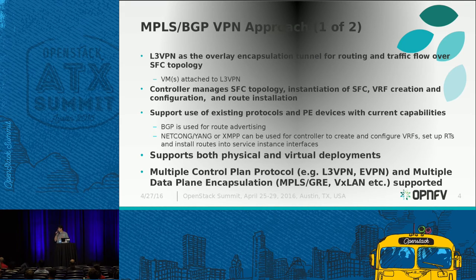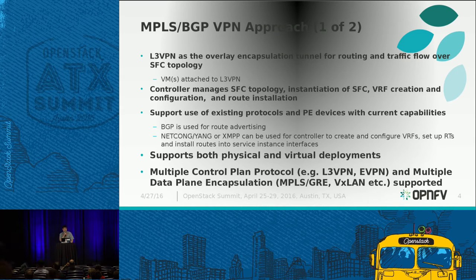There is a controller that manages the SFC topology and the instantiation of different service functions in the chain, and also creates the virtual routers and configures the virtual routers, the routing tables, and the egress and ingress VRFs, and installs the different routes, using BGP to identify those routes and to create the connected routing tables through those connected VPNs. So it supports the use of existing protocols and deployed infrastructure, and all the existing provider edge devices with current capabilities on today's network.